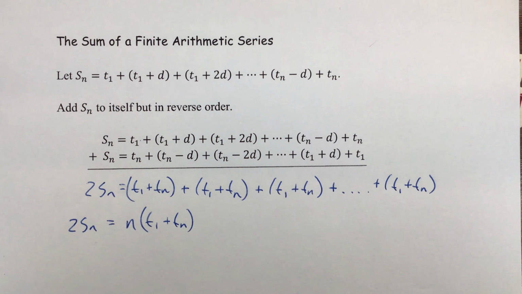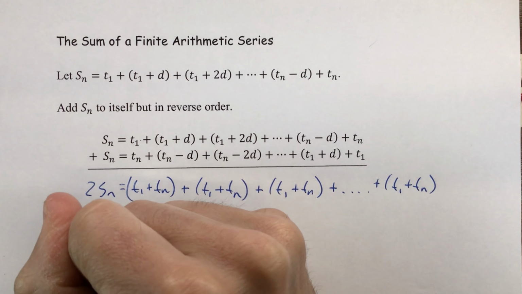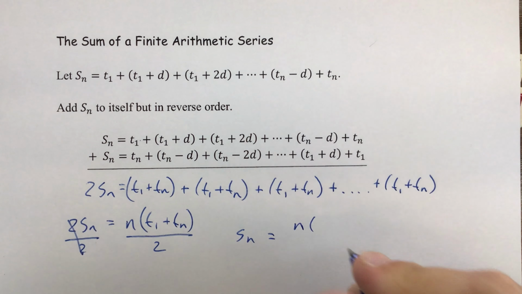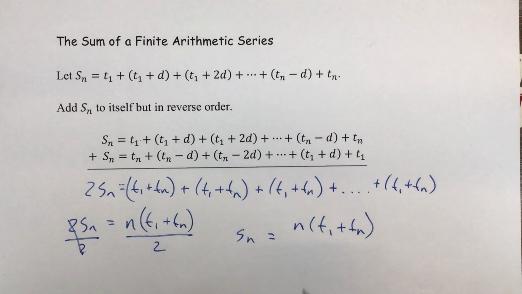But if we're interested in solving for sn, what we need to do is divide everything by 2. So these will cancel and we end up with sn. The sum of a finite arithmetic series is going to be equal to n, the number of terms, multiplied by the sum of the first and last term, divided by 2. You can even think of it as taking the first term and the last term and averaging them together. That would be adding them and dividing by 2, but then multiplying that average by the number of terms that we have.